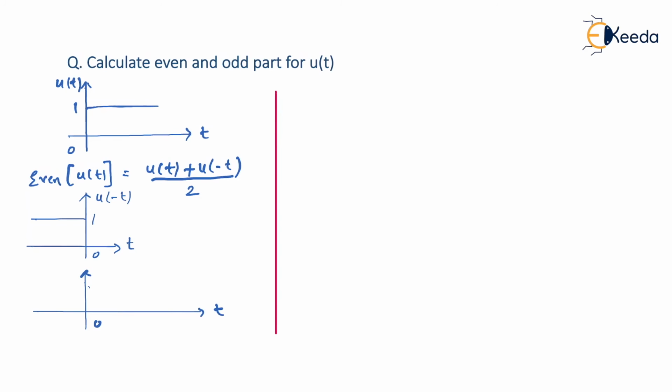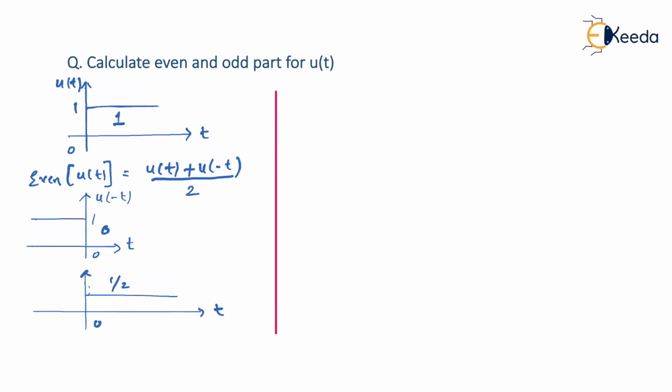But as you can see, it is not just summation, it is also dividing by 2. And when you divide a signal by 2, your amplitude gets affected. On the right hand side, u of t is 1 and u of minus t is 0. 1 plus 0 is 1, divided by 2 becomes half. So on the right hand side we have half amplitude from 0 to infinity.